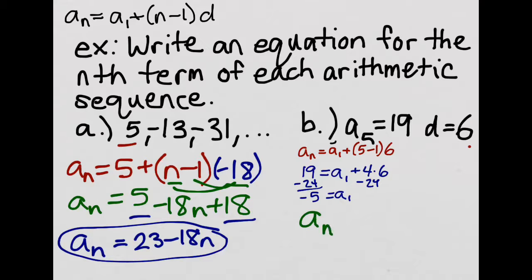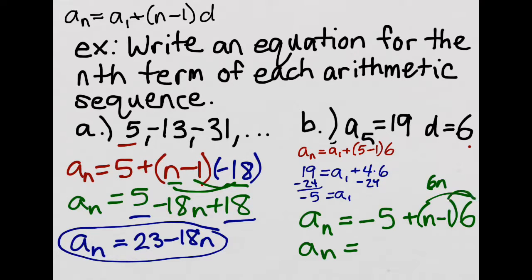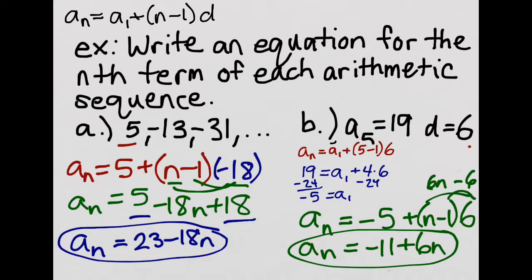So a of n will equal negative 5 plus n minus 1 times the common difference, which is 6, and then we simplify. So a of n will equal 6 times n is 6n, 6 times negative 1 is negative 6. So negative 5 minus 6 is negative 11. And then we'll have plus 6n. And that is our explicit formula for the arithmetic sequence.